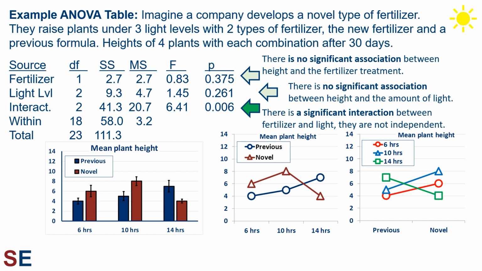This is the same light and fertilizer scenario, but I've changed the data so that there isn't a significant association between either fertilizer or light and the height of the plants. Both of these p-values are larger than 0.05. However, in this data I've added a significant interaction, which we can see a bit easier in the interaction plots than in the bar chart.